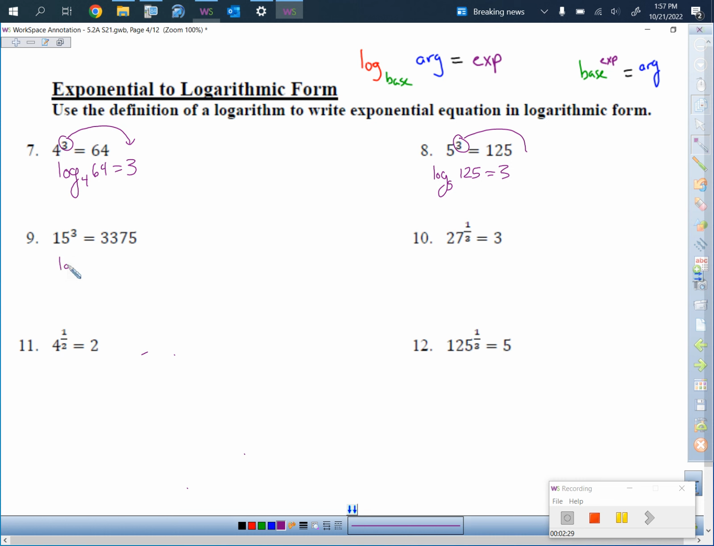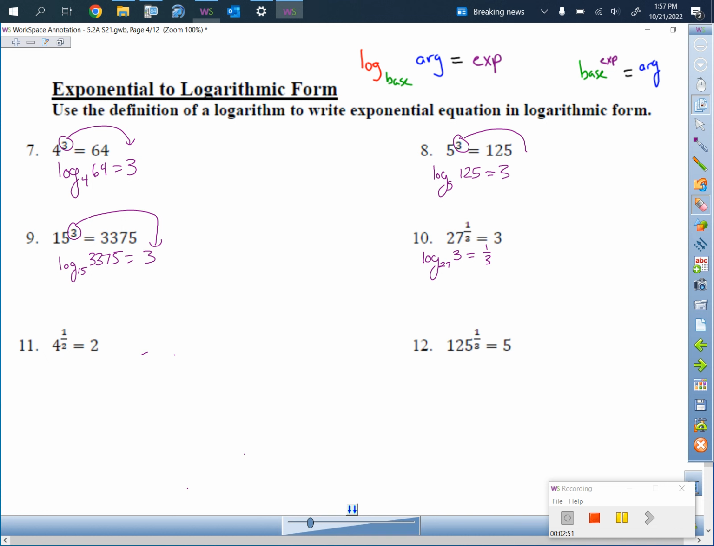So log base 15 of 3375 equals 3 in that case. So the exponent gets exiled. On 10, log base 27. The argument is 3, and the exponent is the 1/3. He gets exiled. Please pause the video and get the last 2 of these written from exponential form into log form.